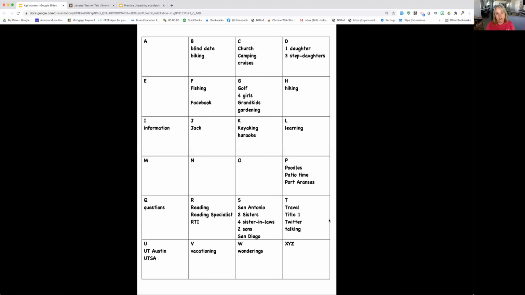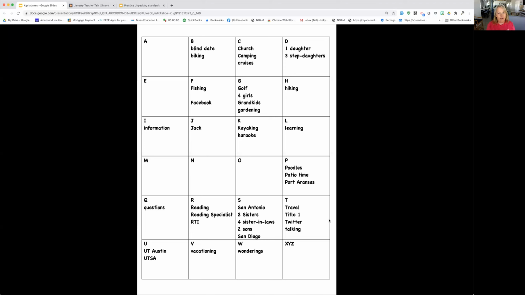You can even use it to play games. We play games like the $10,000 Pyramid game, where they have to be guessing. Somebody's a guesser and somebody's a teller, and they're using the Alphaboxes chart, picking a word and trying to get the partner to guess what word it is.